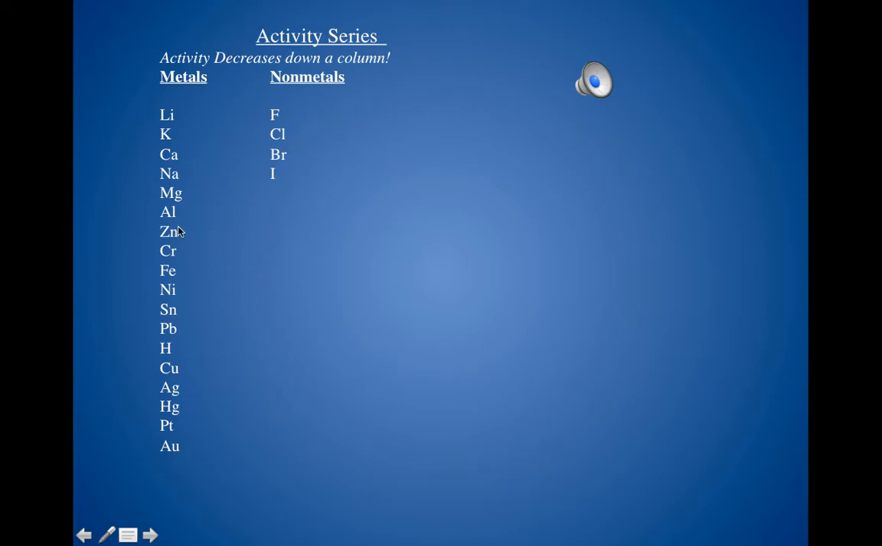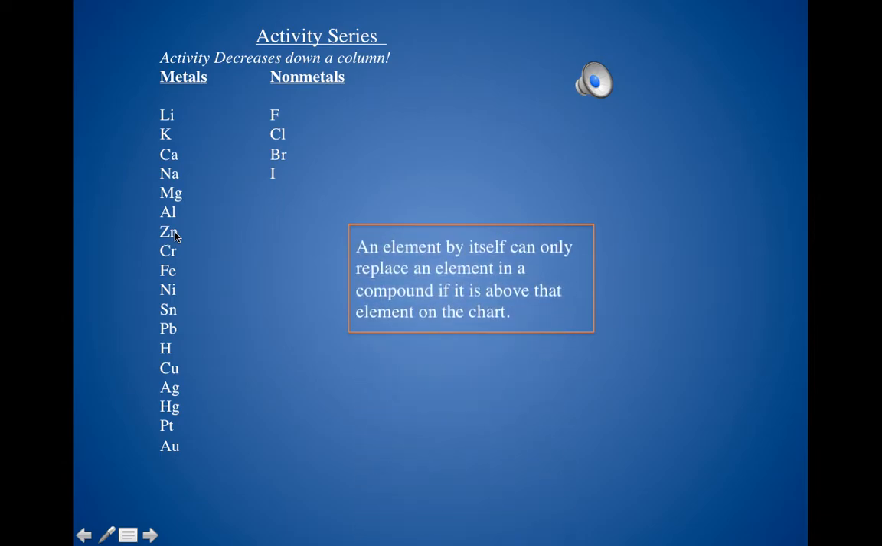So let's take a look at zinc. Zinc can boot out any metal below it. So if it sees any of these metals in a compound, zinc can replace it. But any of these metals, zinc cannot replace. Zinc cannot kick them out because it's not as reactive. And that's what it says here in a rectangle. And you may want to pause the video and copy it out.